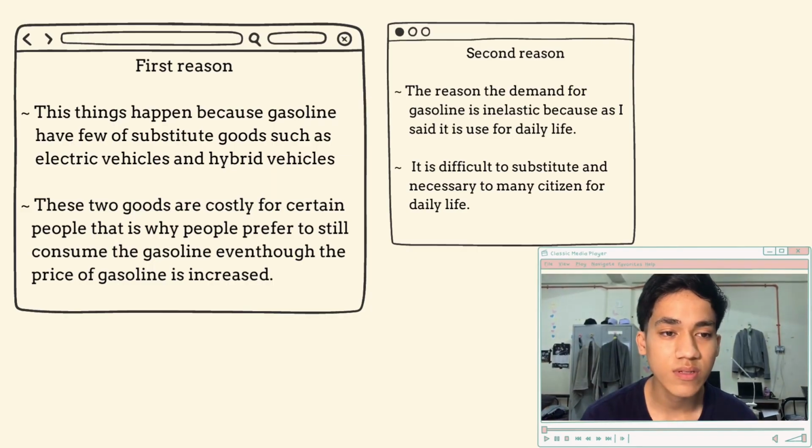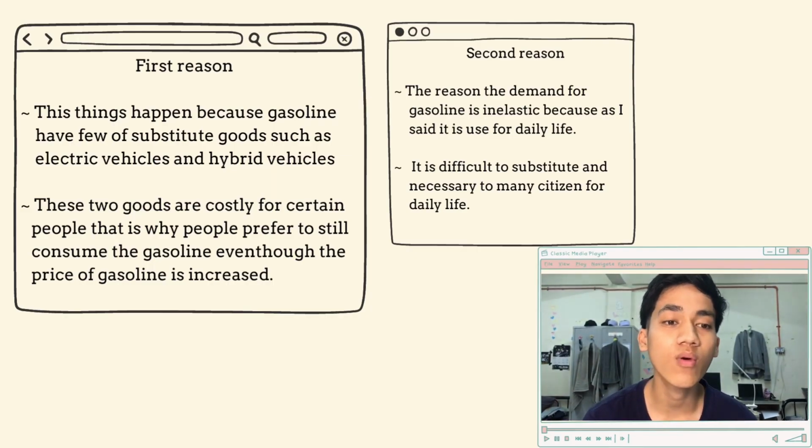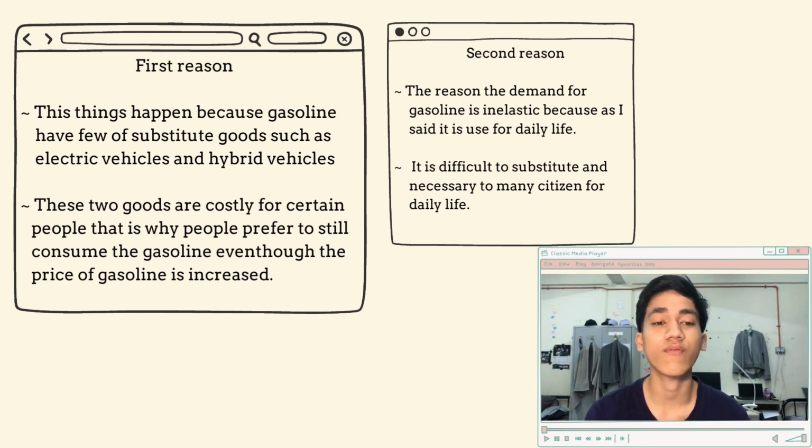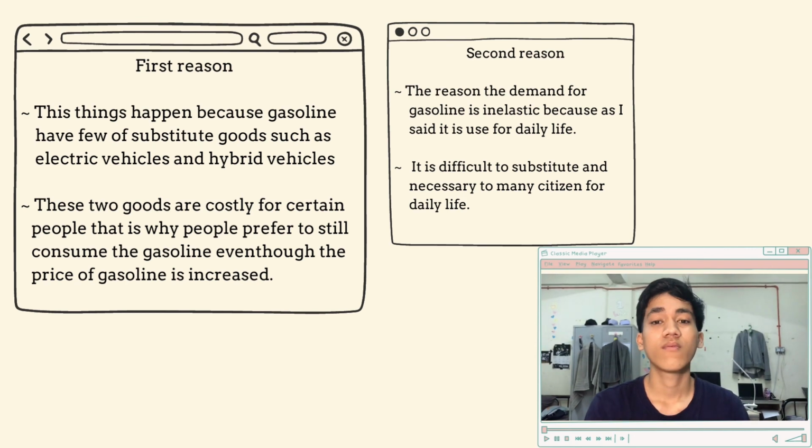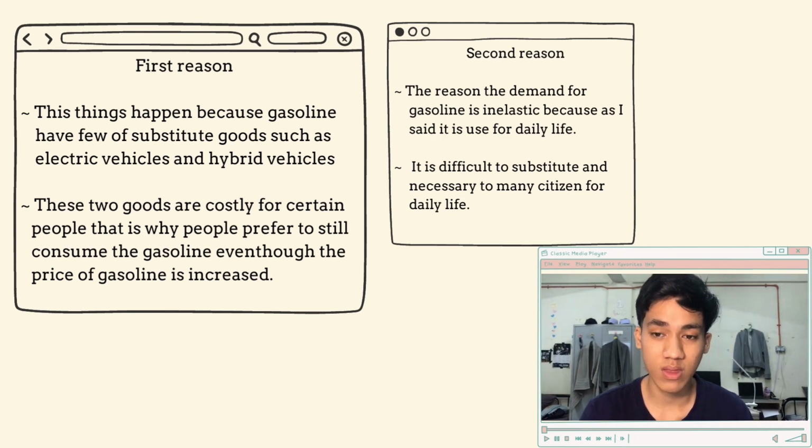For the answer, the first reason is gasoline has few substitute goods such as electric vehicles and hybrid vehicles. These two goods are costly for certain people. That is why people prefer to still consume gasoline even though the price of gasoline is increased. This shows us that gasoline is a normal good for people in society. For the second reason, as I said, it is used for daily life and is difficult to substitute, and necessary to many citizens for daily life.